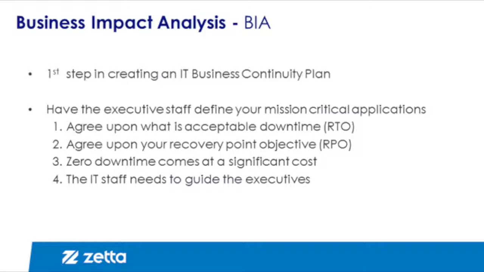And once again, 0 downtime is going to cost you a lot of money, but that's where you need to work with the executives. You need to guide the executives. The reality is that 10 minutes to 20 minutes of downtime, in most cases, is going to be acceptable, depending on what you're actually doing. So that's where, once again, you need to come to an agreement with the actual executives themselves and define what your business impact analysis is going to be. Look at defining what your mission critical applications are going to be. Once you've got that done, that's your first step in creating a business continuity plan.